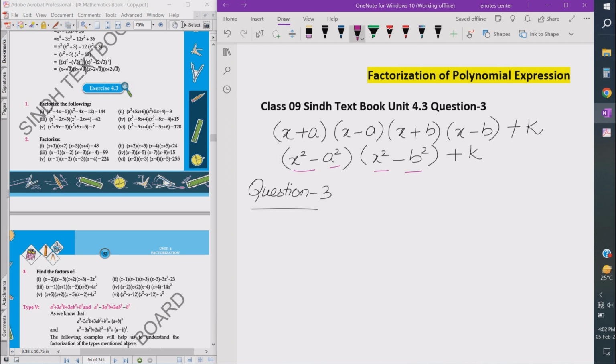Today we cover exercise 4.3, question number 3, which is related to this type of question. You can follow any book, any question if you have this type of question, you can apply this method on that question.